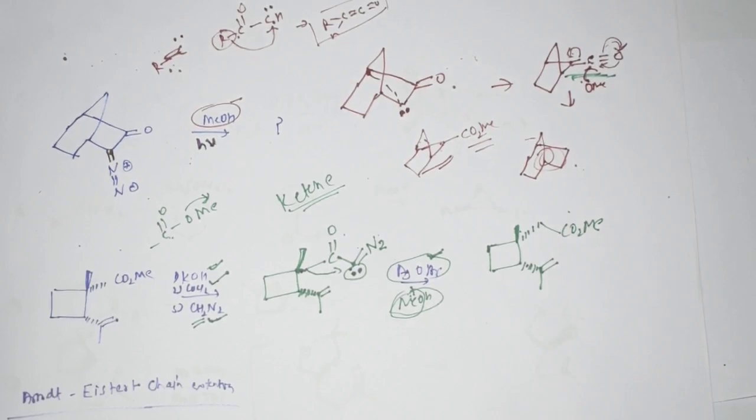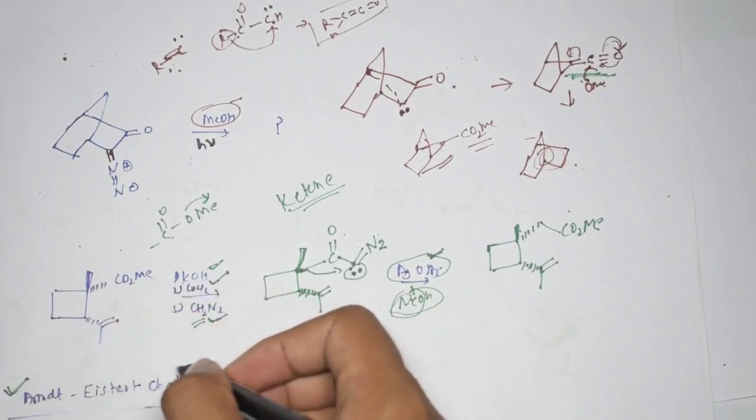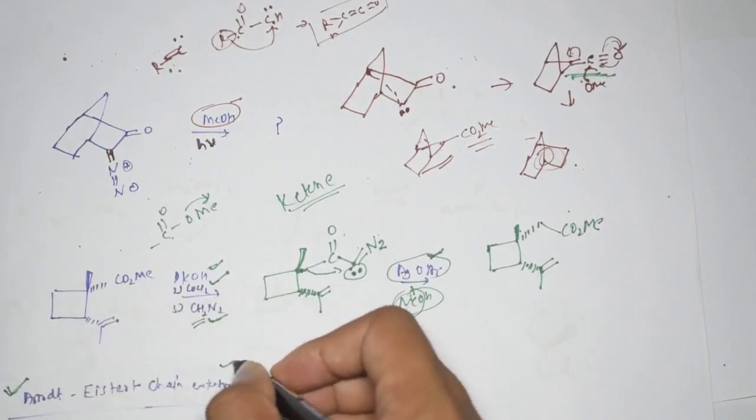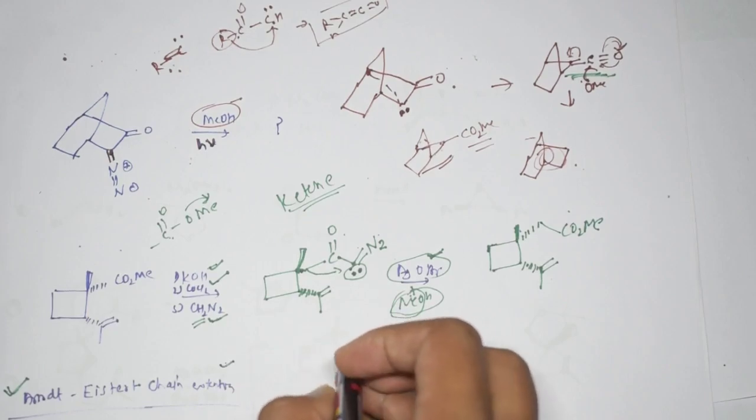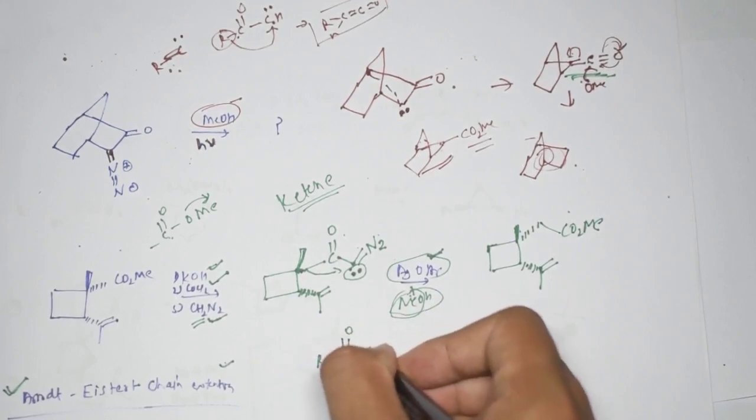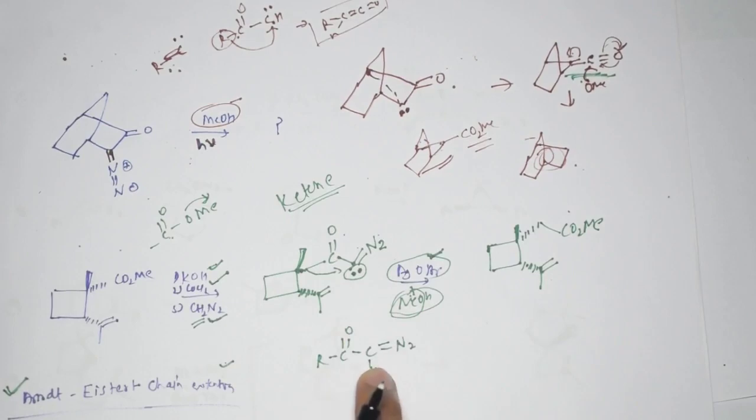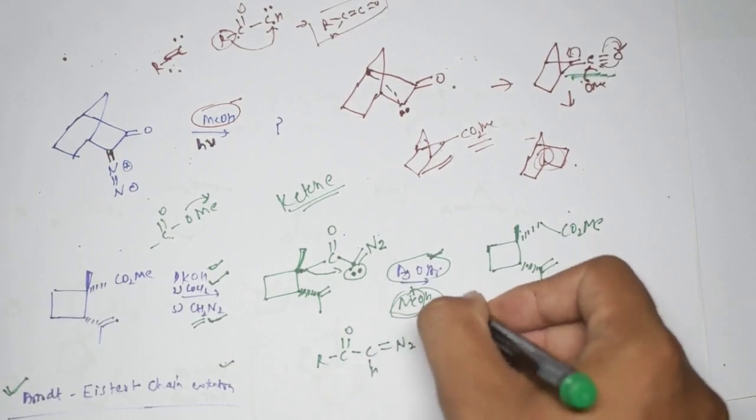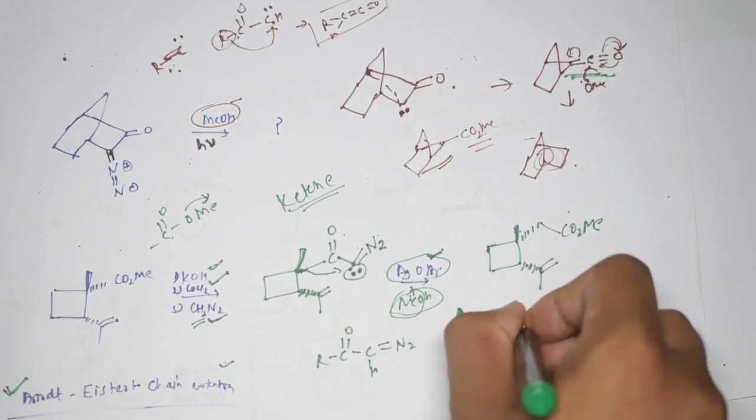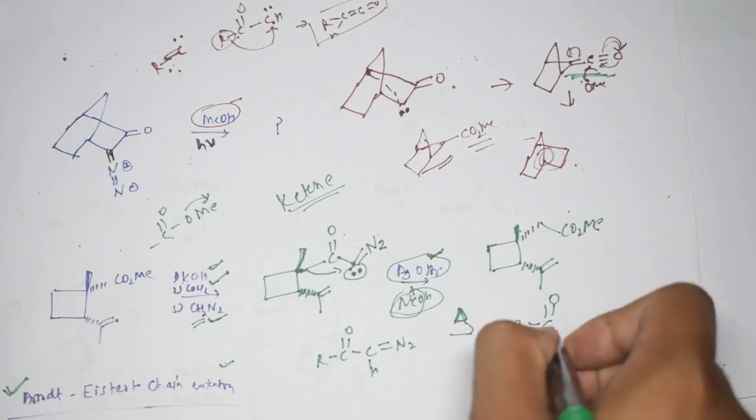But what happens if we have an alpha diazoketone? This reaction is actually called the Arndt-Eistert chain extension reaction. Let's take RC=O, and here we have CH=N2, like this. If we have a higher temperature, this can undergo a Wolff rearrangement to give RC=O over here, and here the ketene.